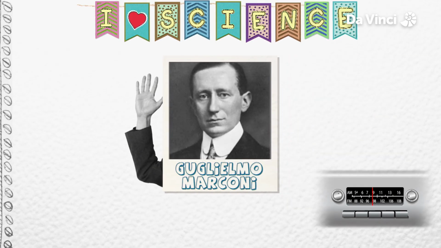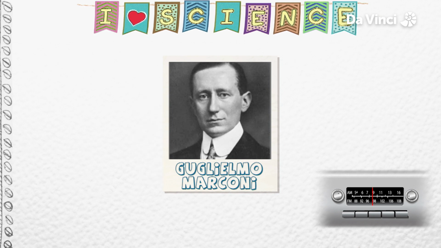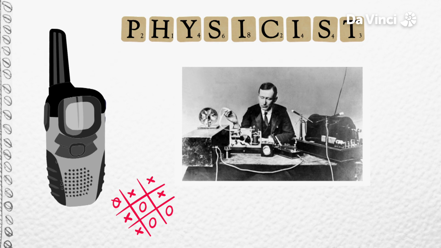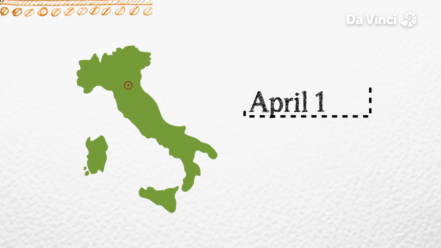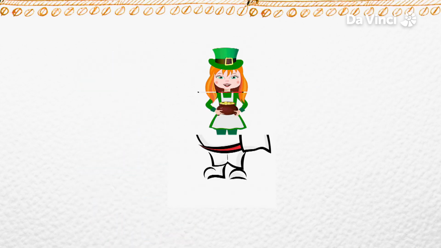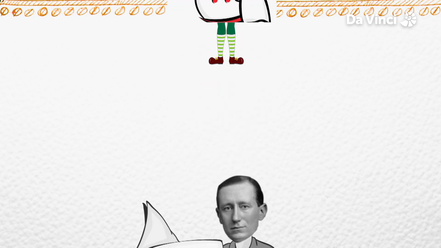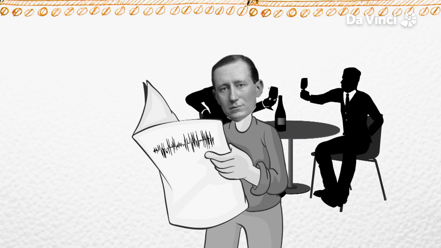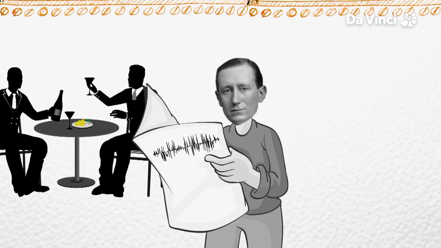This is Guglielmo Marconi, Italian inventor and physicist. He is known for his work in the field of long-distance radio transmission and is often regarded as the father of radio. Marconi was born in April 1874 in Bologna, Italy. He was half Italian and half Irish. His great-grandfather was a famous whiskey distiller. Luckily for us, Marconi preferred drinking from the well of scientific knowledge instead.